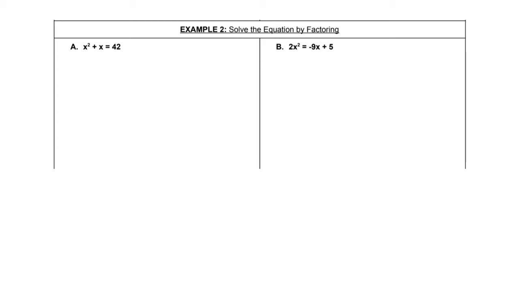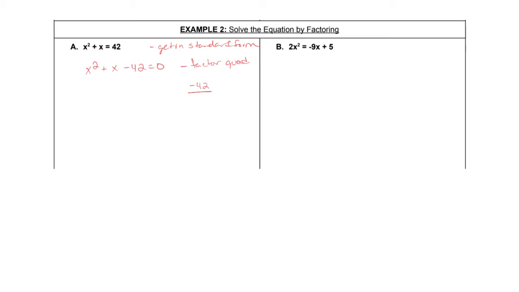Okay, so our first step, though, is to get it in standard form. So we need to move the 42 to the other side. So x squared plus x minus 42 equals 0. Okay. And now we need to factor the quadratic.